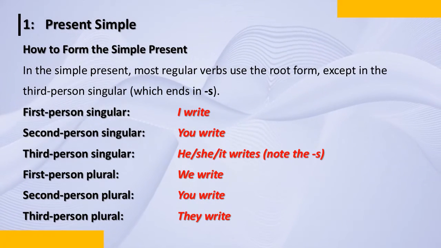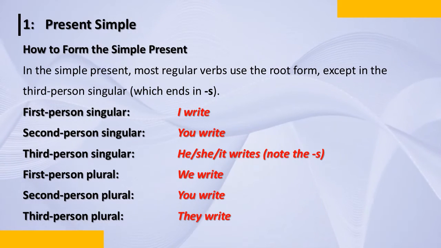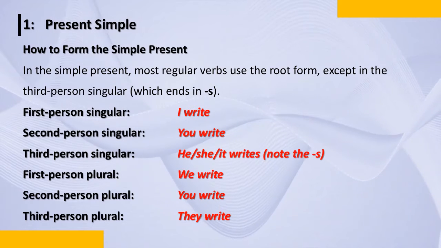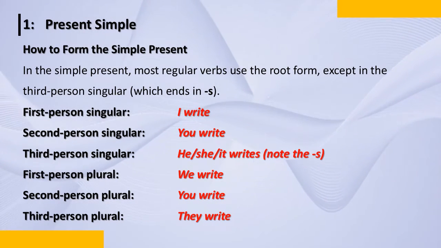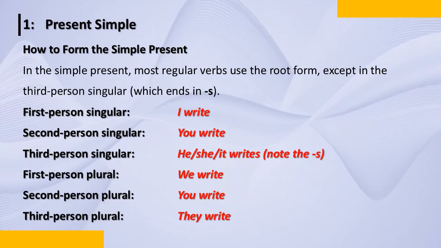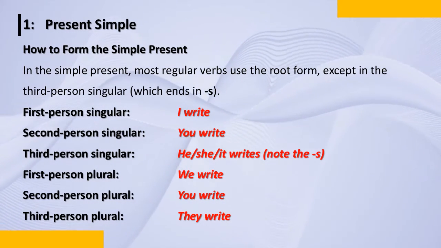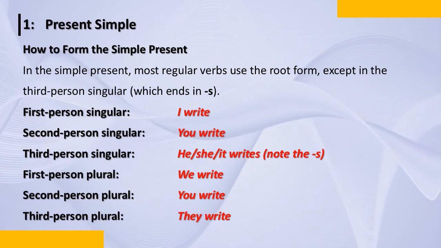Now, how to form a simple present? In the simple present, most regular verbs use the root form except in the third person singular. See, the first person I said I. I am the first person. If I am talking about myself, I become the first person. Second person singular. I am talking about you. So I write, you write.